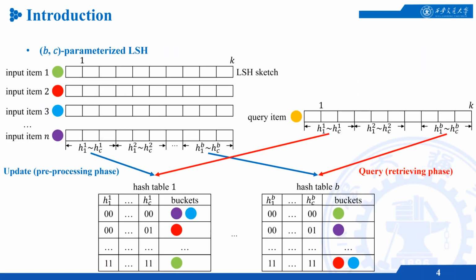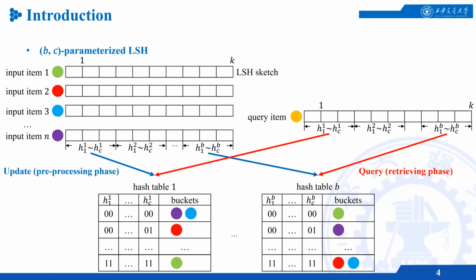A popular LSH method is the (b, c)-parameterized LSH, which is used to search the input items that have high similarities with the query item. It can be divided into two phases, the pre-processing phase and the retrieving phase. During the pre-processing phase, it utilizes sketch methods such as min-hash to build LSH sketches of k bins for each input item and the query item, respectively.